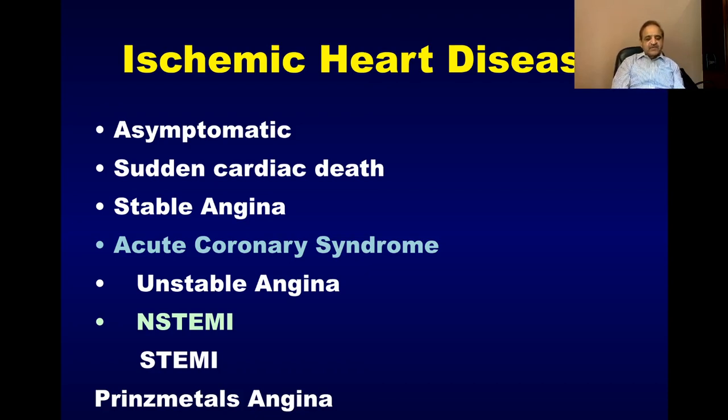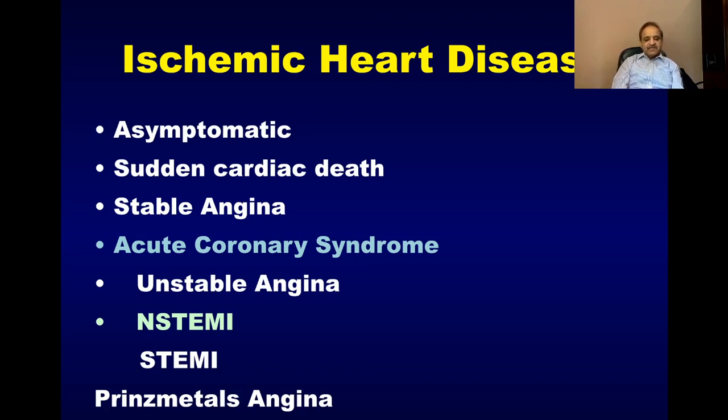Then there is a condition we call stable angina, in which the patient feels chest pain on walking. There is ischemia on demand, and once the demand is over, the chest pain goes away. And then we have acute coronary syndrome, the so-called unstable plaque, in which the plaque ruptures with thrombus formation. There are three conditions on descending: unstable angina, non-ST elevation MI, and ST elevation MI.